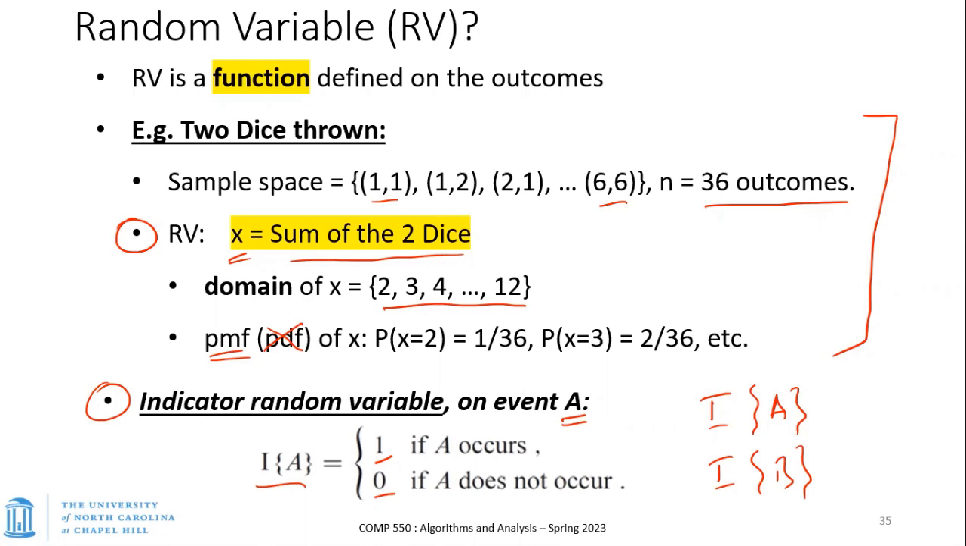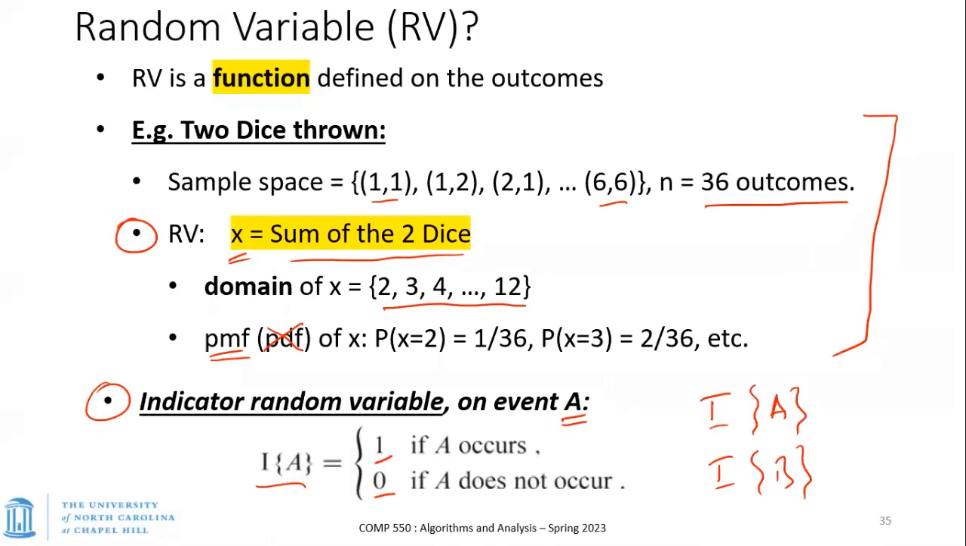So fairly straightforward. You can go back to the examples that we spoke about, and you can see that you can define an indicator random variable on essentially all the events. So for example, if we looked at the event A being 1, 2, 3 out of the possible outcomes, you could define I_A to be 1 and 0 again. So that's a random variable.